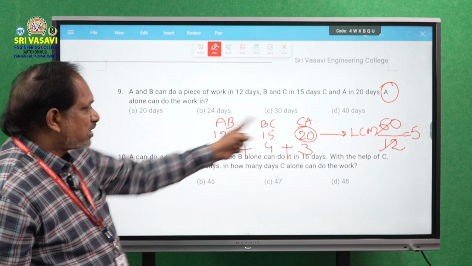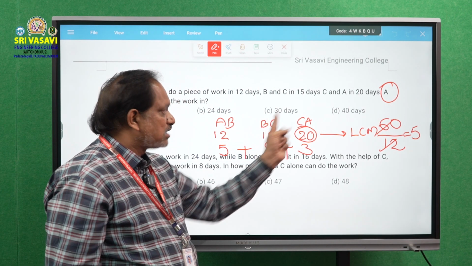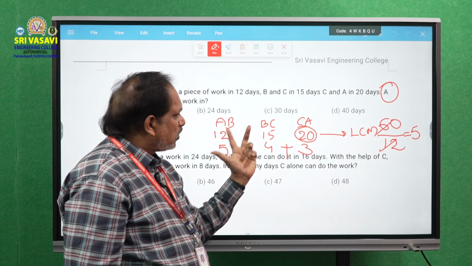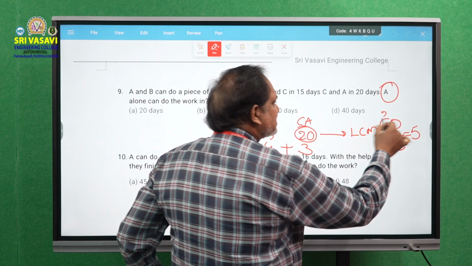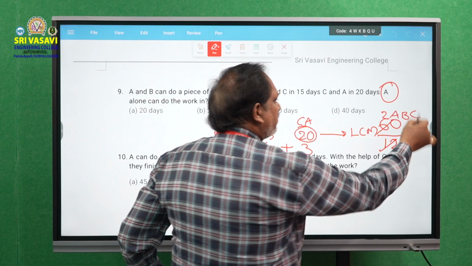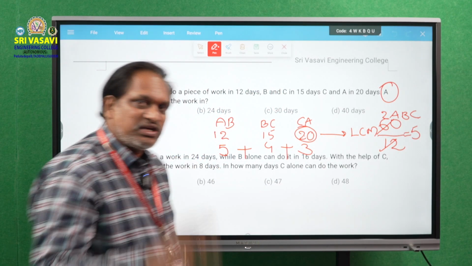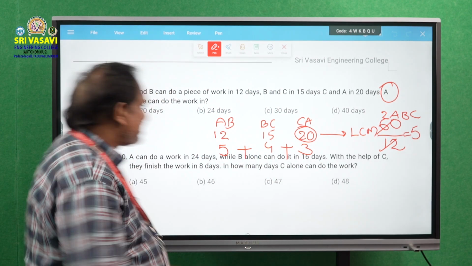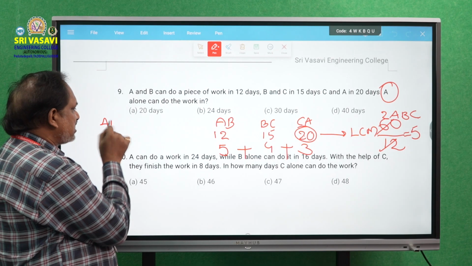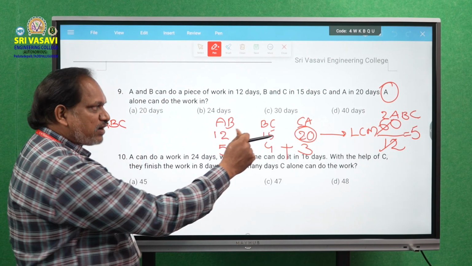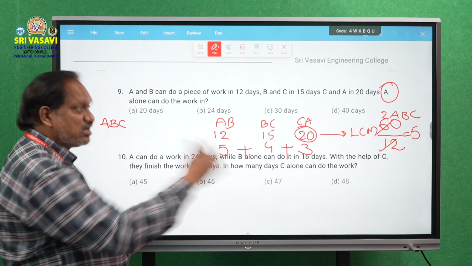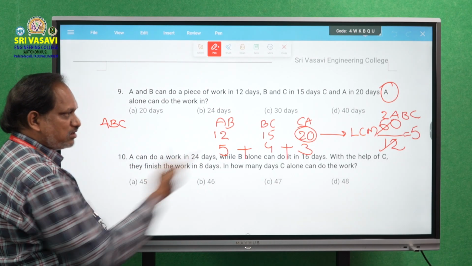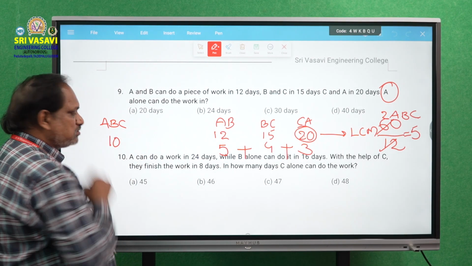Here A is working twice, B is working twice, C is working twice. So each person is working two times. So double of ABC, that we assumed 5 days. Two persons can do it in 5 days. Then ABC can do it in how many days? That is the next evaluation. Two persons in 5 days. Manpower reduced, only one person. One person how many days? The work days doubled. Therefore, that is equal to 10 days.